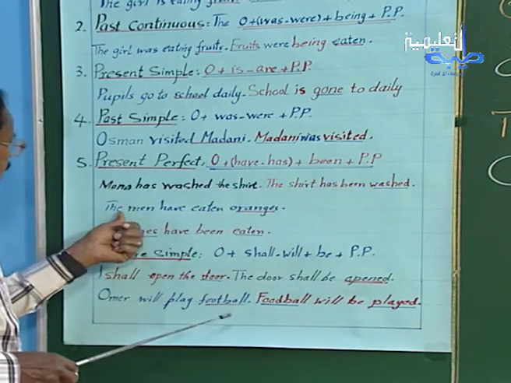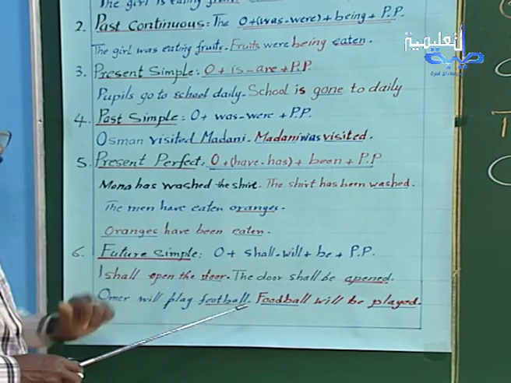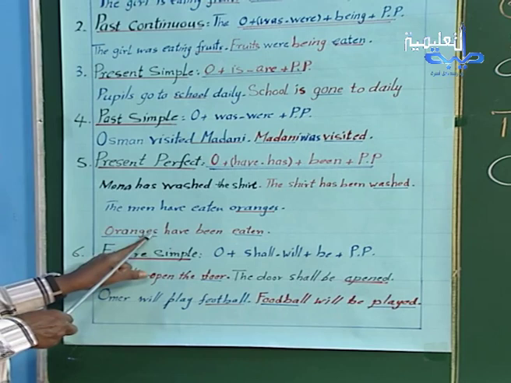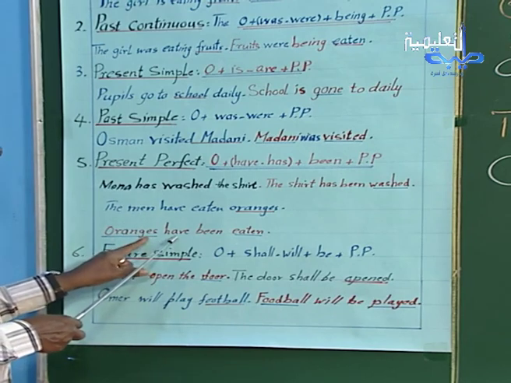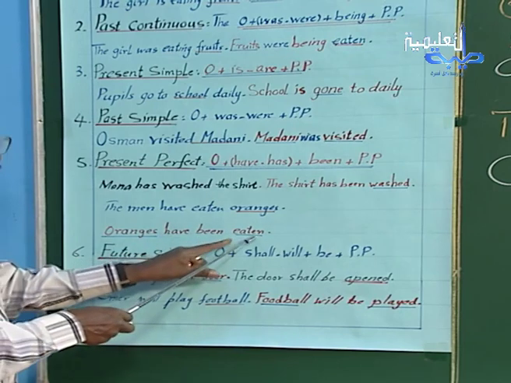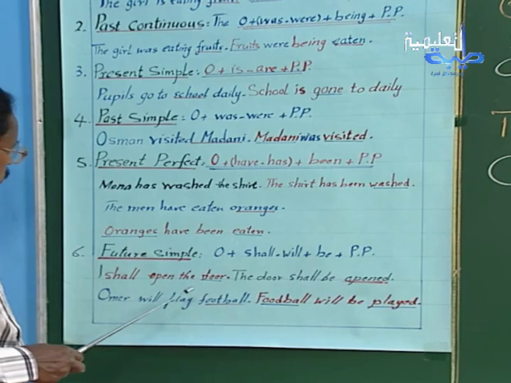The men have eaten oranges. We say oranges because this is plural. Instead of has, we say have. So after have, we use been, and after been, we use the past participle.